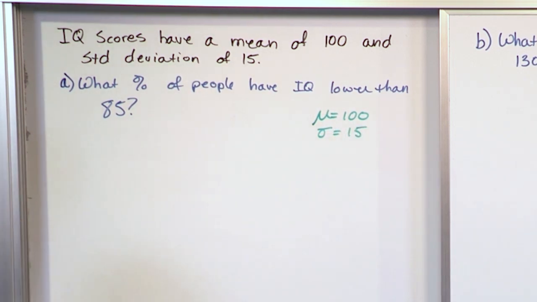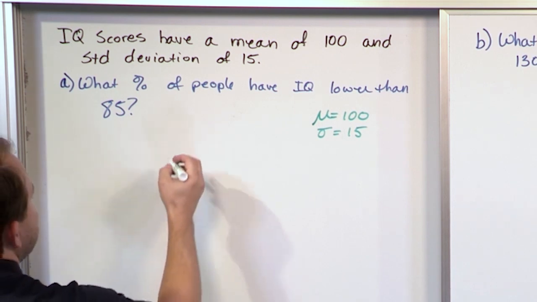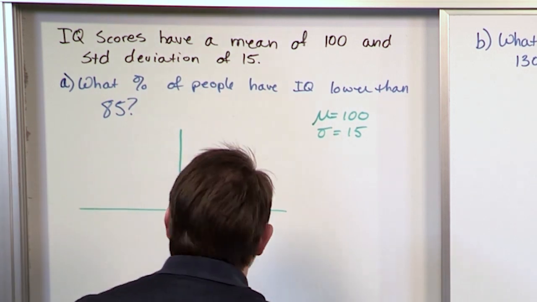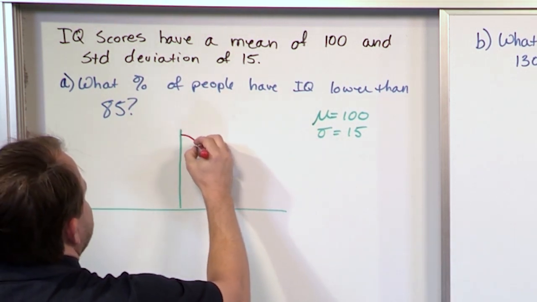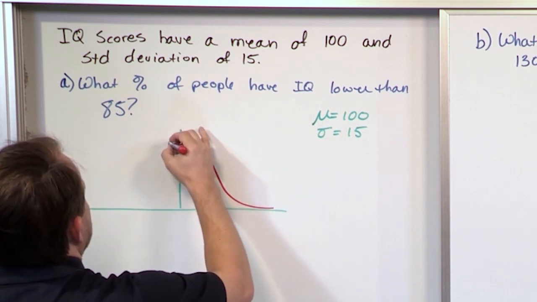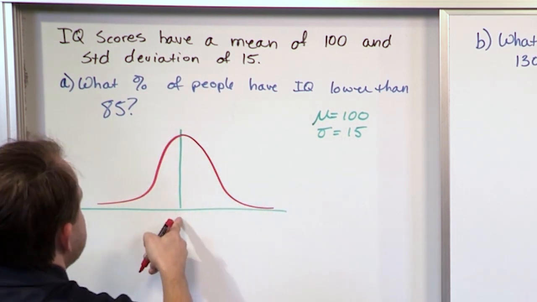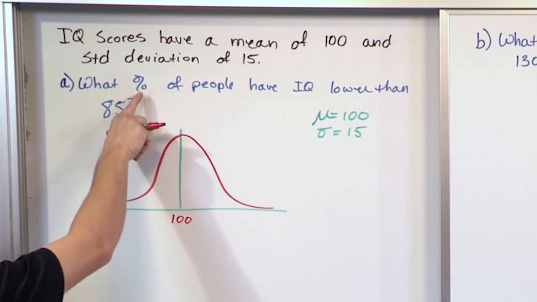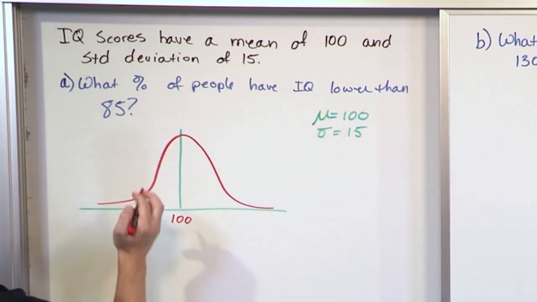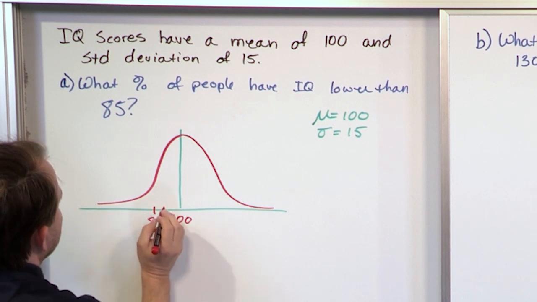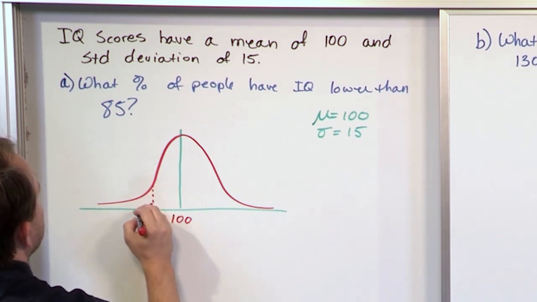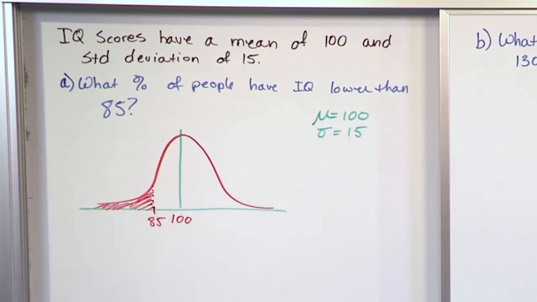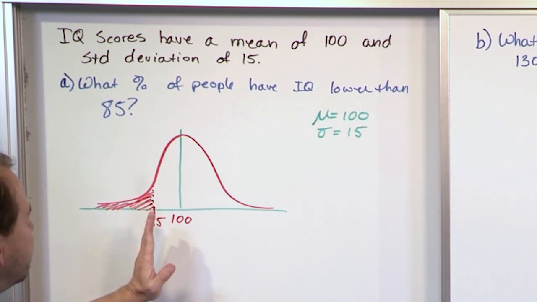And if we really wanted to draw this, we would draw our little axis here, and our normal distribution would be something like this, right? Now the mean we already know is 100. We could put the standard deviations in here, but ultimately all we want to know is what percentage of people have an IQ lower than 85. So let's say 85 is somewhere over here, and when we're trying to find something lower, we're trying to find the area all in this tail here. Ultimately we're going to read it right off of the chart, but we have to convert it to a z-score first.